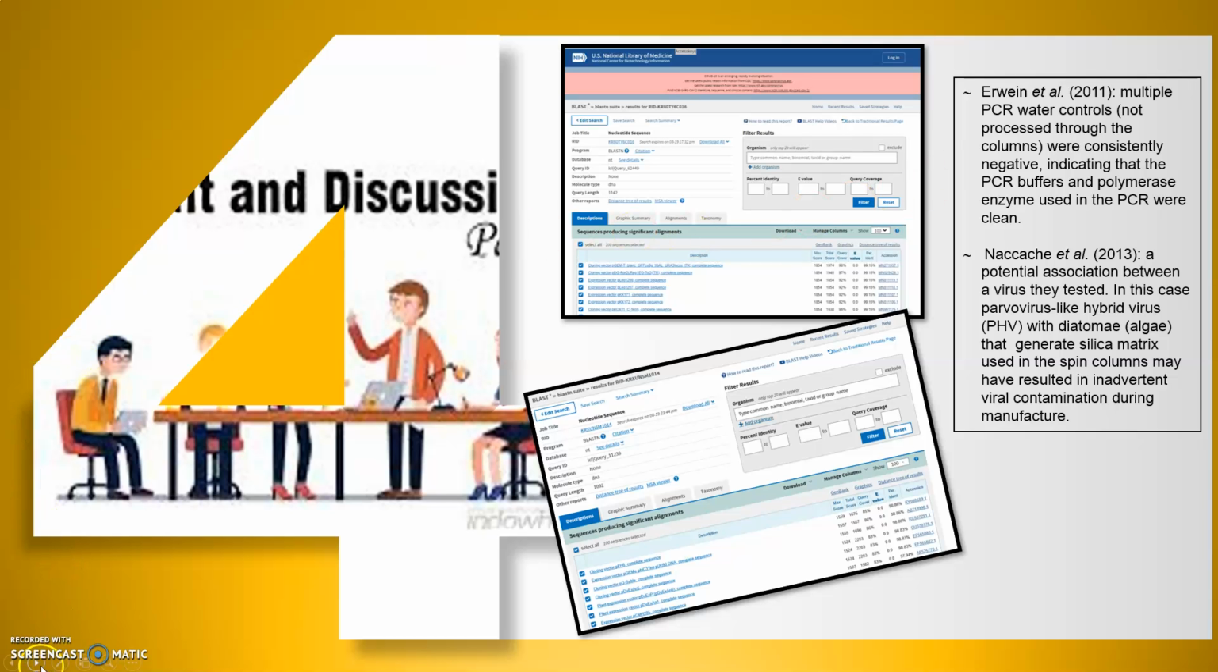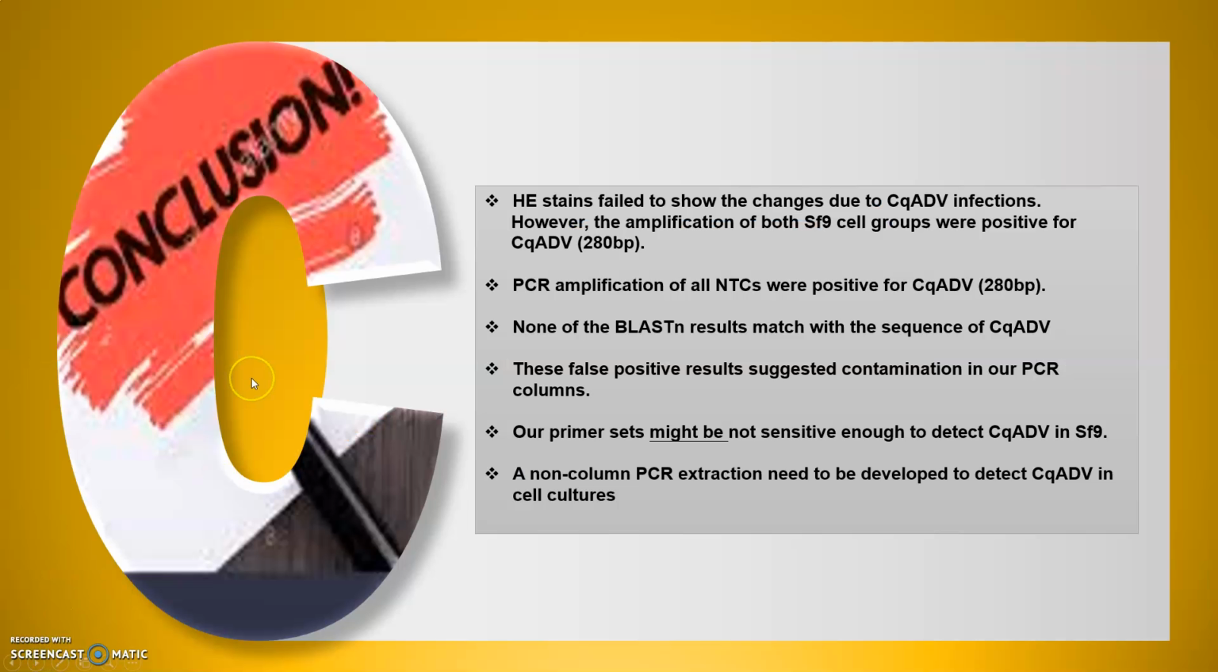Now, we conclude that H&E stains failed to show the changes due to CqADV infection. However, the amplification of both SF9 groups was positive for CqADV. PCR amplification of all NTCs was positive for CqADV. None of the BLAST nucleotide results matched the sequence of CqADV. These false positive results suggested contamination in our PCR columns.